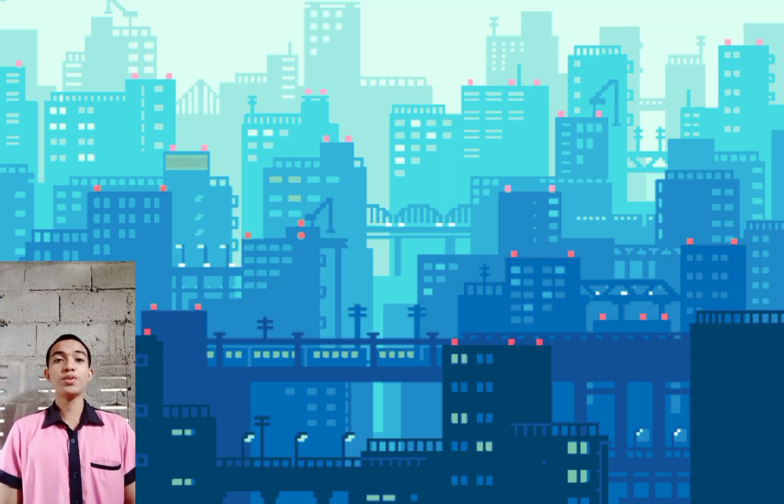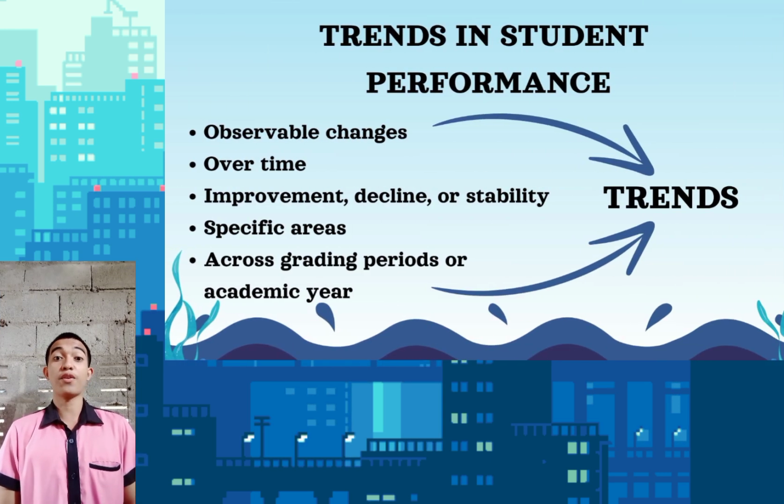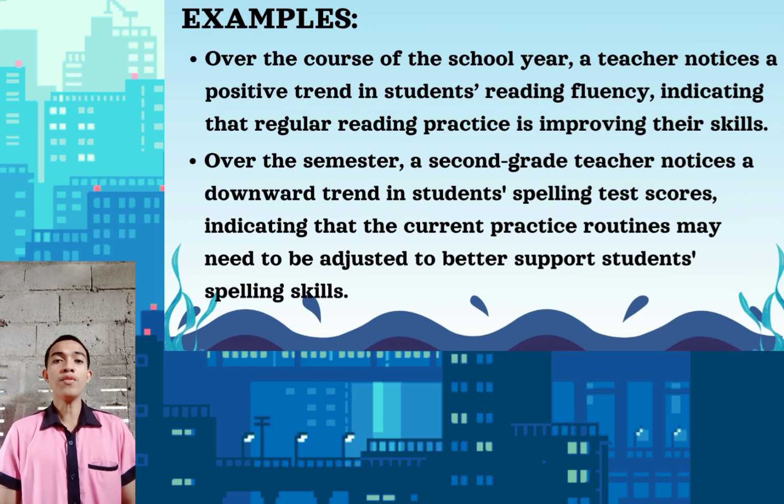Alright, let's proceed to trends in student performance. Trends are observable changes in student performance over time. This may show improvement, decline, or stability in specific areas across different grading periods or academic years. For example, over the course of the school year, a teacher notices a positive trend in students' reading fluency, indicating that regular reading practice is improving their skills.